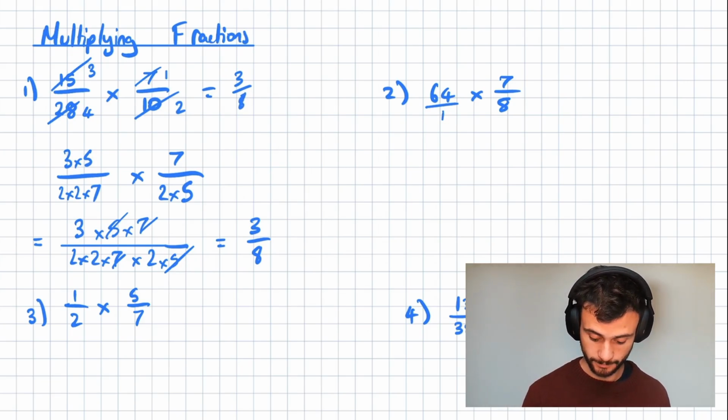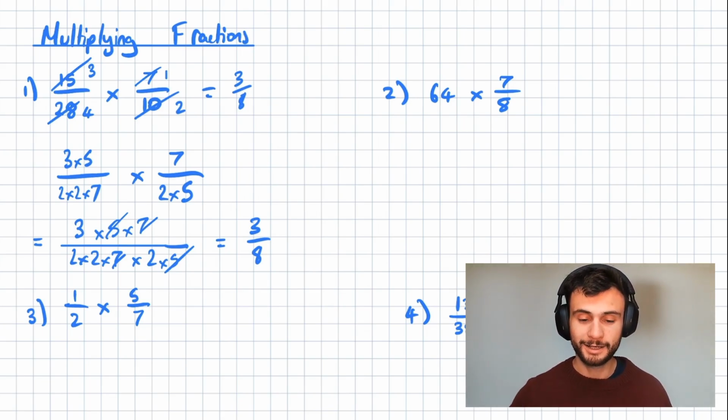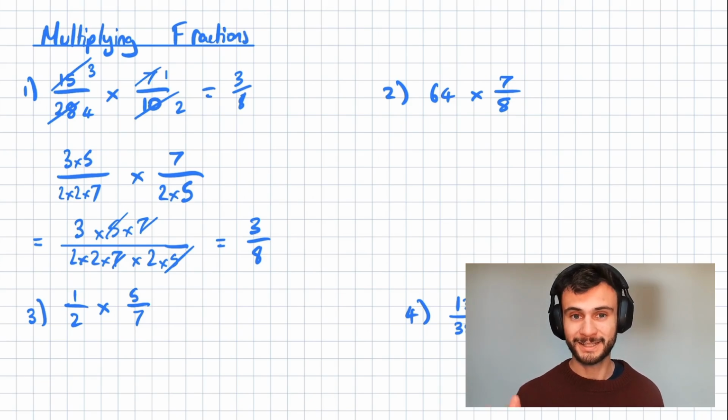Now 64 times 7/8. 95% of the year 7 and 8 students that I start teaching, as their first step, would do 64 times 7 and then try and divide it by 8. This is not a practical approach to this question.